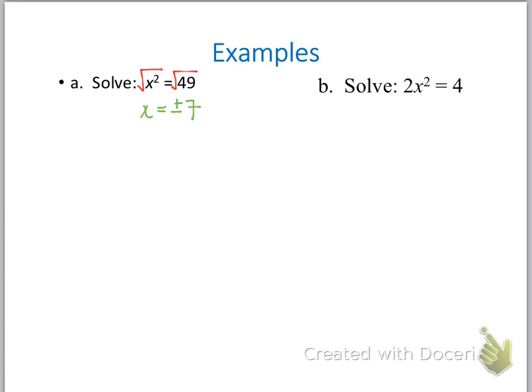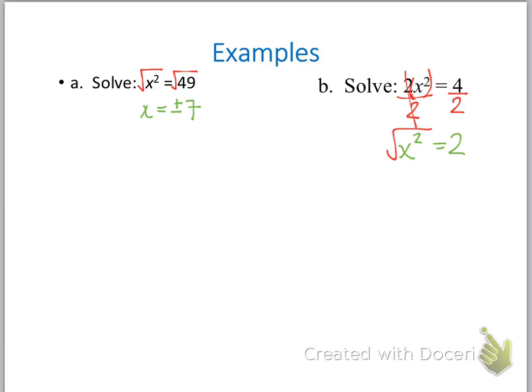Try the second example. When we're solving these, you want to make sure that the exponent is all by itself on one side of the equation. So if you notice, here the exponent is not all by itself. It's being multiplied by 2. So we're going to divide by 2, backwards through PEMDAS, to make it all by itself. That gives me x squared equals 2.